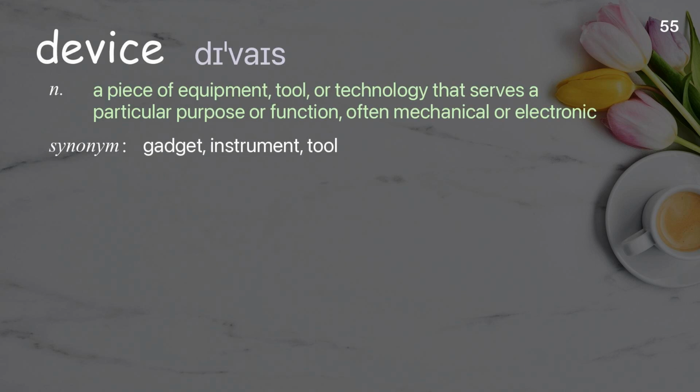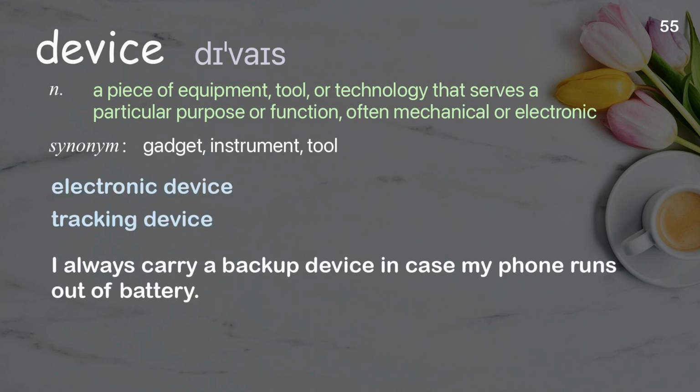Device. A piece of equipment, tool, or technology that serves a particular purpose or function, often mechanical or electronic. Examples: Electronic device, tracking device. I always carry a backup device in case my phone runs out of battery.